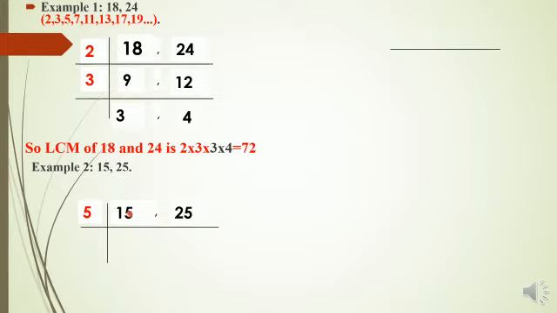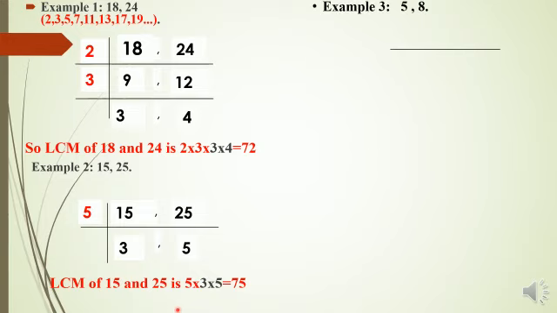15 divided by 5 is equal to 3. 25 divided by 5 is equal to 5. There is no common factor for 3 and 5 other than 1, so we stop division. And LCM is equal to 5 into 3 into 5. Here 5 is the common factor and multiply that with the remaining factors here. 5 into 3, 15, into 5, 75.